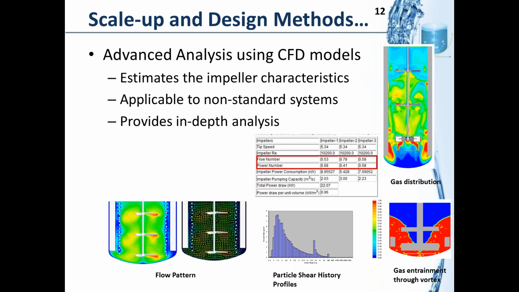At the same time, these CFD simulations can be very easily applied to non-standard systems where the data for the correlation is not available. And this provides us in-depth analysis in terms of the flow pattern, the velocity distribution, shear distribution, particle shear history, which can be used in the bioprocesses where exposure of the microorganism to shear is very critical. If they are exposed to very high shear, then the process performance is impacted. So various different parameters we can estimate using CFD methods.